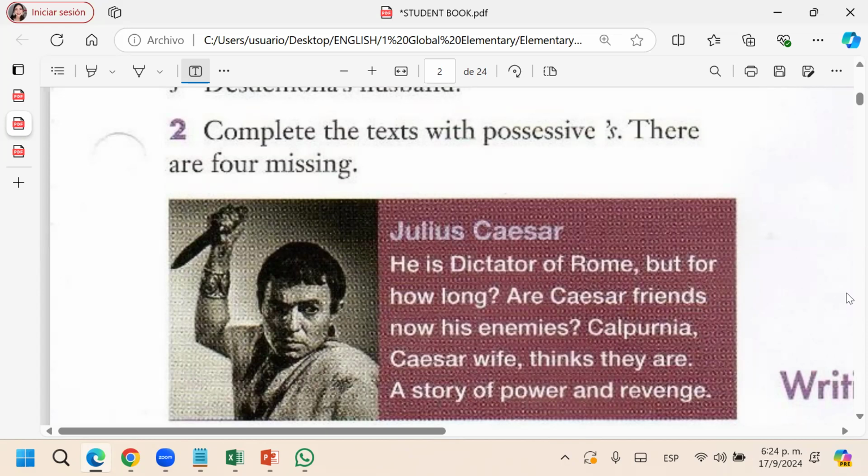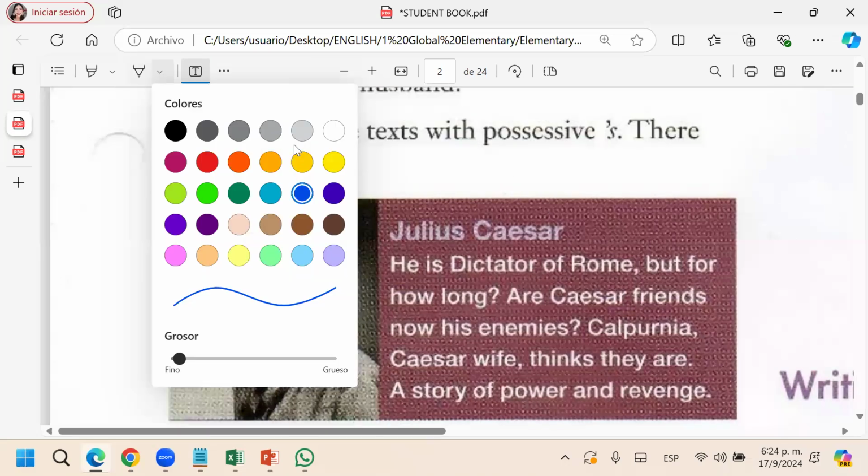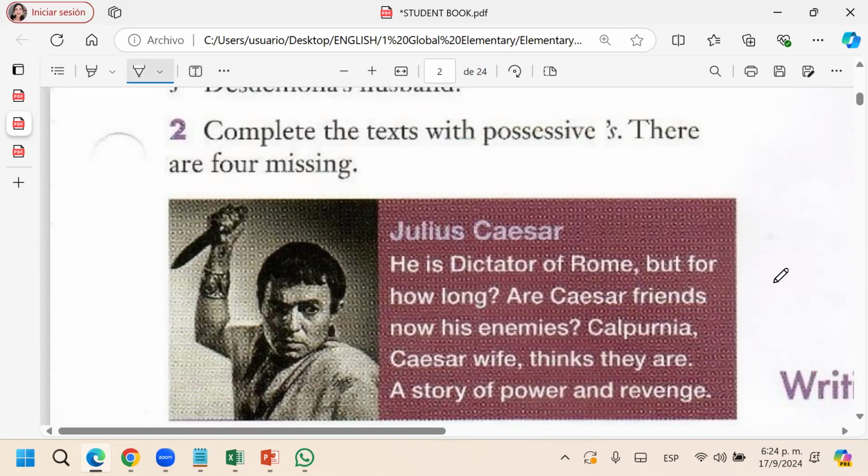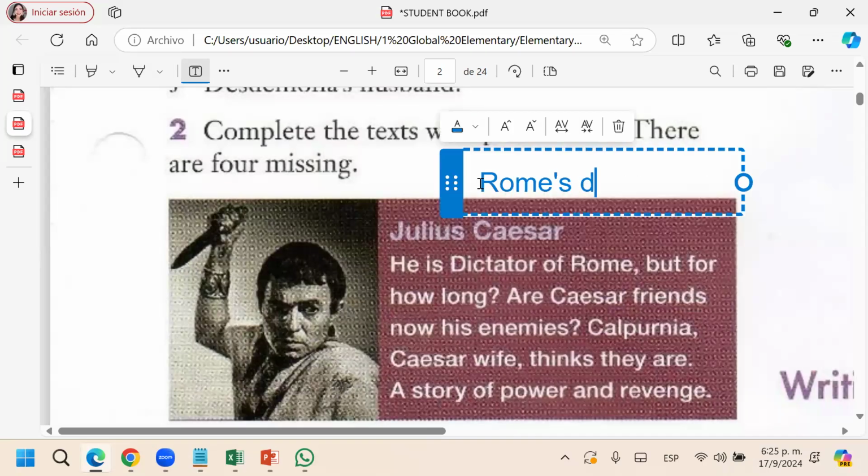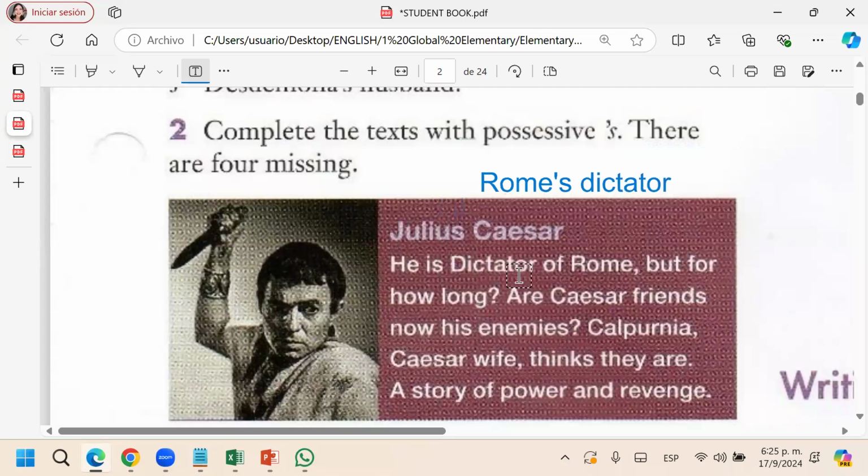In this paragraph, we can put the apostrophes. Where do you think that we can put the apostrophes here? Dictator. Rome's dictator. He's Rome's dictator. Like that. Rome's dictator, correct.